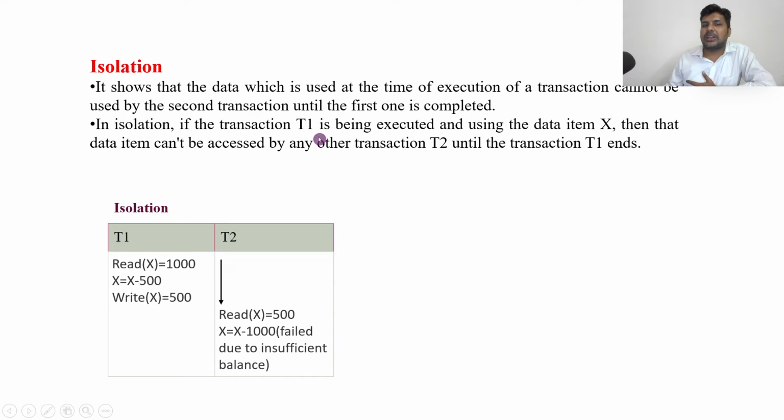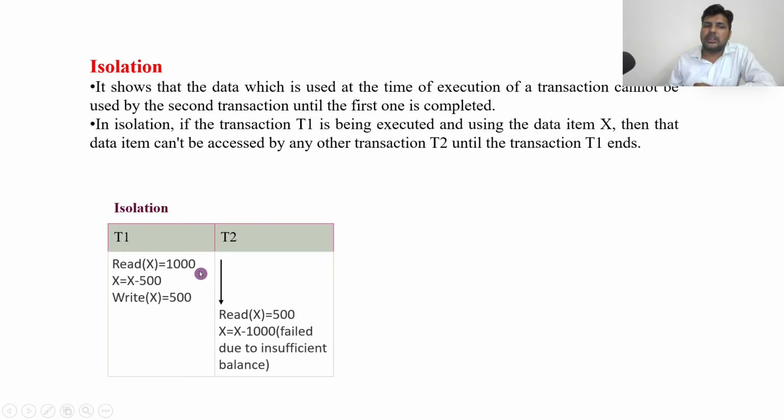Okay, see, in isolation, T1 is executed and using the data item X. Then the data item cannot be accessed by another transaction T2 until the transaction T1 has ended. You can see the arrow symbol here. Until T1 has completed the transaction, T2 is not applicable. After the end of T1, then T2 starts. See, this time it didn't start, right?